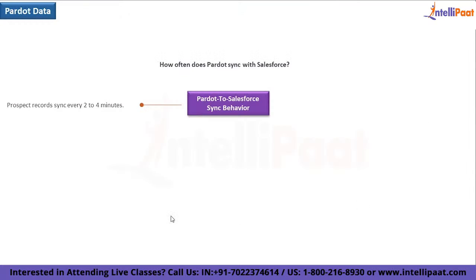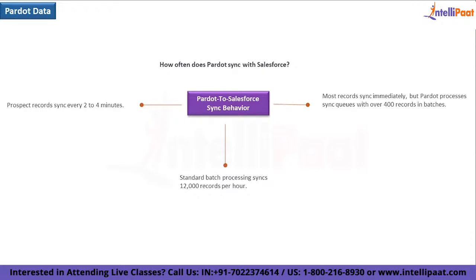So it's a continuous process, in other words. Now, how are the contacts refreshed? You might say there are 5 lakh contacts on my CRM. Will the 5 lakh contacts immediately get refreshed in 2 to 4 minutes? No, I would say no. It takes some time. Most records sync immediately, but Pardot processes a sync queue. So there is batch-wise syncing, 400 records per batch, and the maximum is 12,000 records per hour. That is how the sync is established. These are just FYI, so you can keep them for yourself. These are all the basic things we should know.